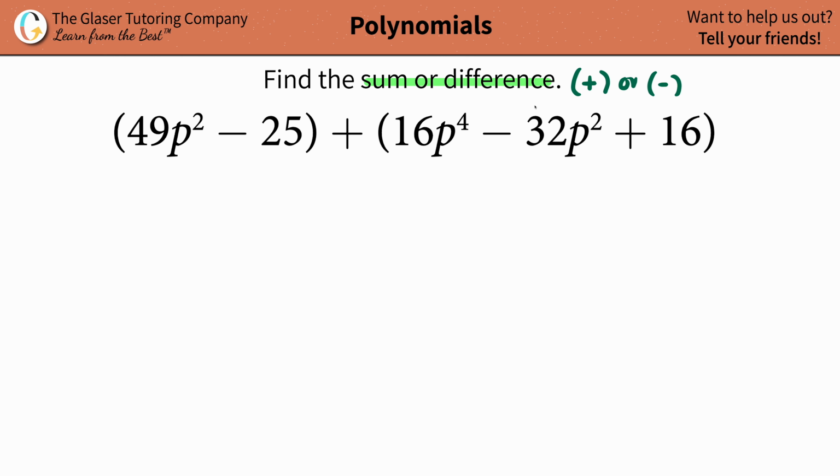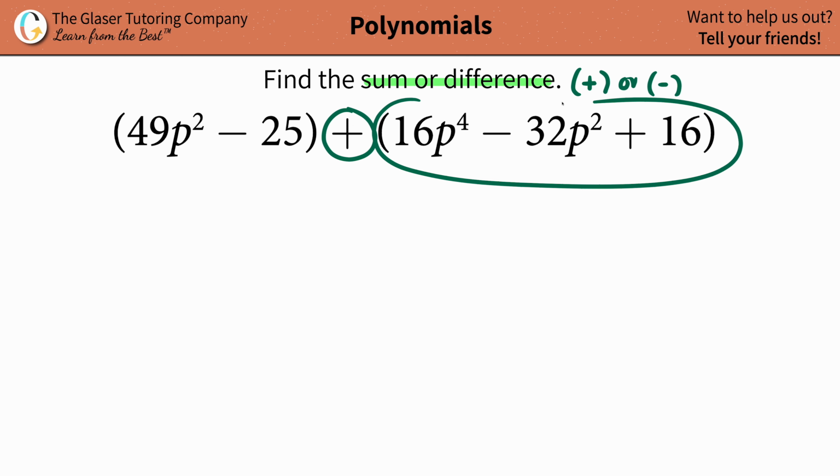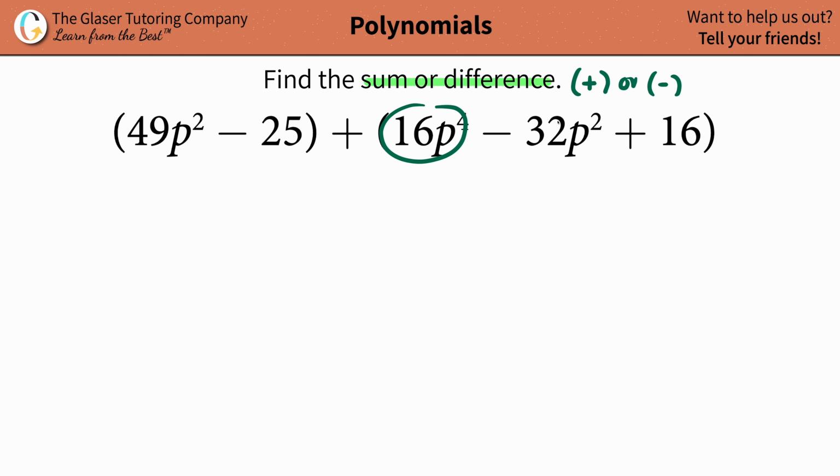Now in this case, we have 14p squared minus 25, and we're going to add that to this whole polynomial, which is 16p to the fourth minus 32p to the second plus 16. So we have these two parentheses being added with each other. Wonderful. But let's work from left to right.